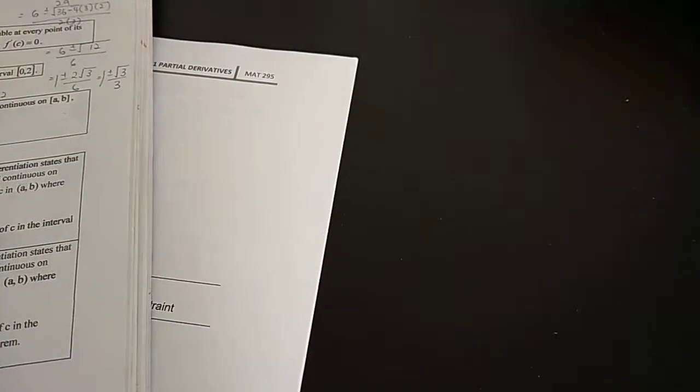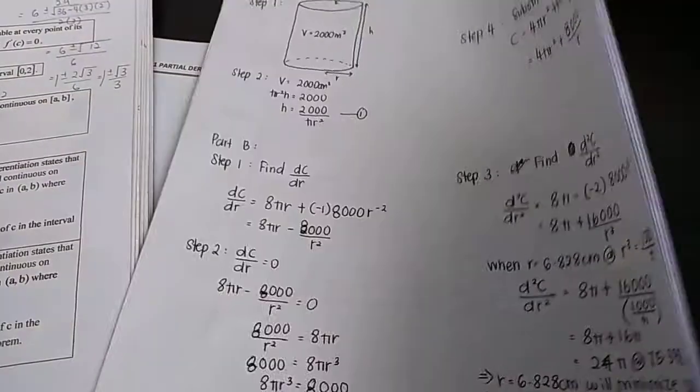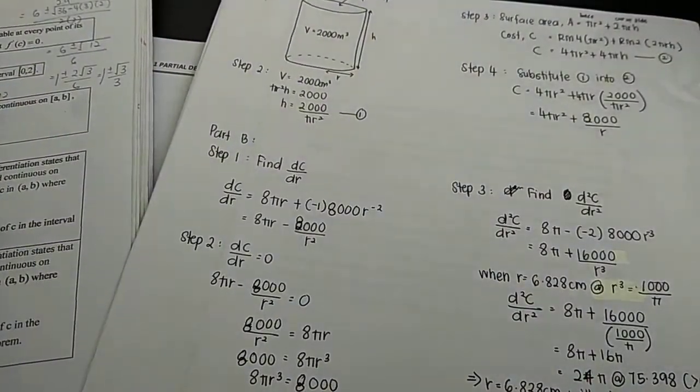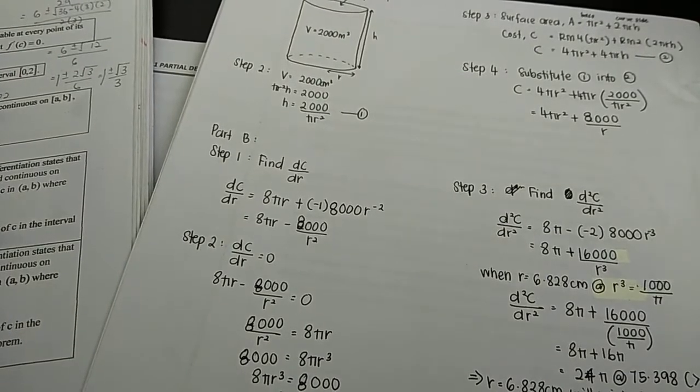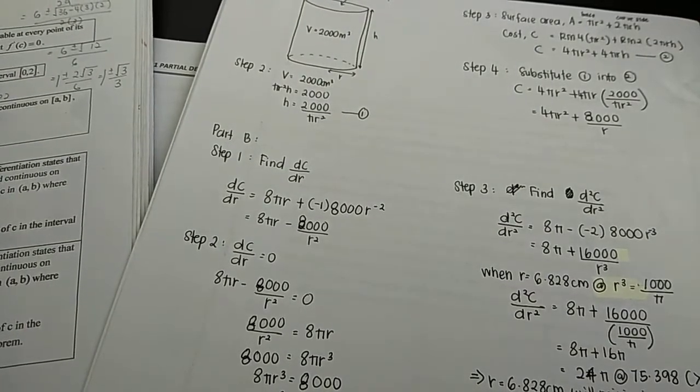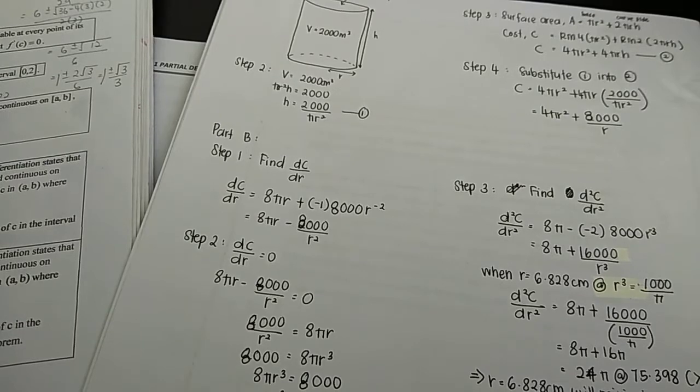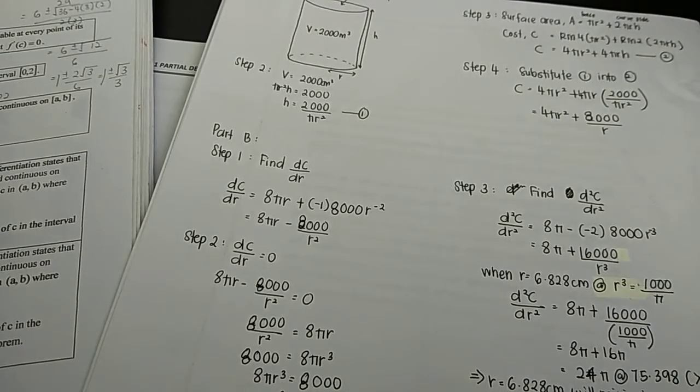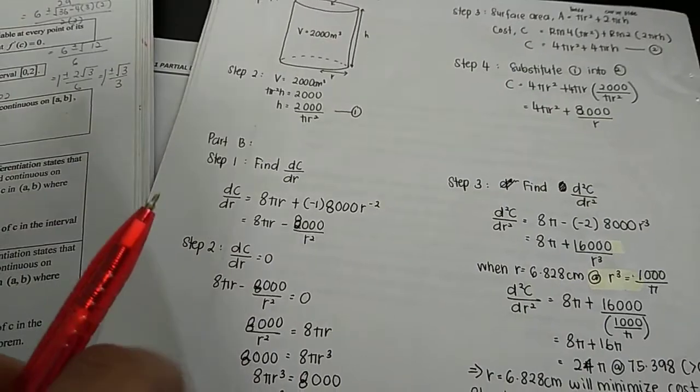So for part B, a cylindrical can open at the top is to have a volume of 2000 cm cubes. The material for the base will cost RM4 per cm square, and the material for the sides will cost RM2 per cm square. So find the minimum cost of constructing the cylindrical can.